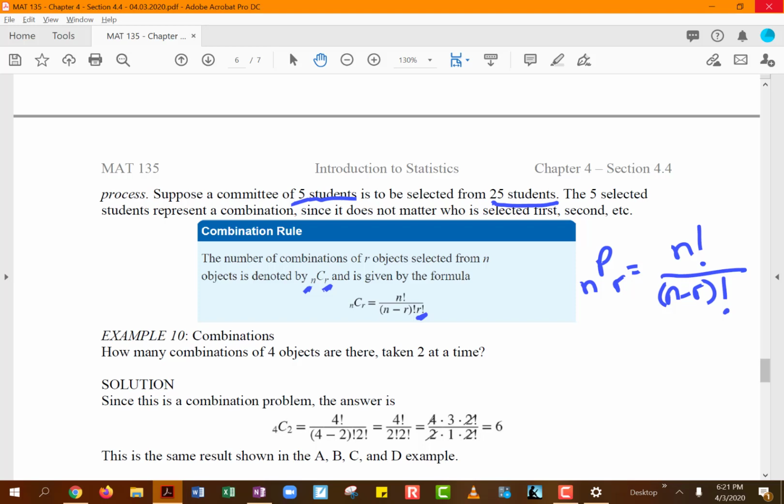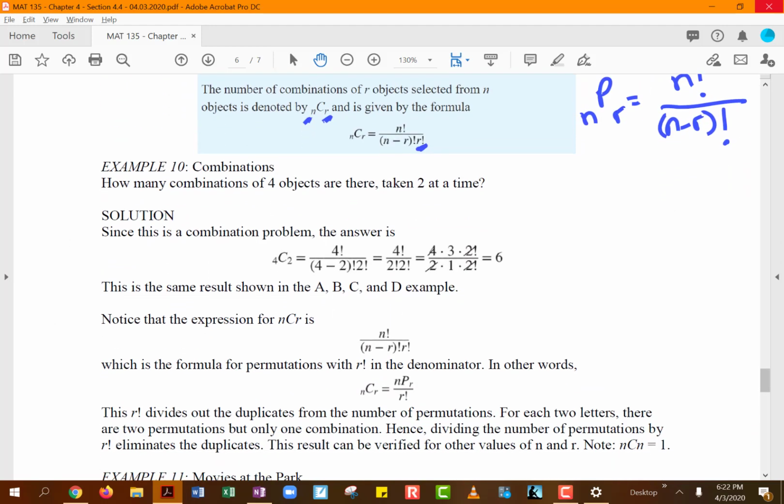All right, so let's look at our example 10 over here. They are asking how many combinations of 4 objects are there if you are taking 2 at a time. So there's a total of 4 objects and we're only choosing 2. That's 4 factorial divided by 4 minus 2 factorial, and then you have that 2 factorial extra. So 4 factorial divided by a quantity of 2 factorial times 2 factorial. You will notice they are actually canceling out.